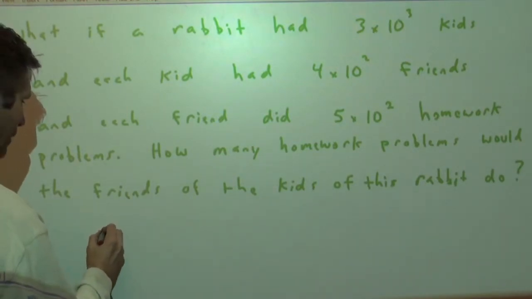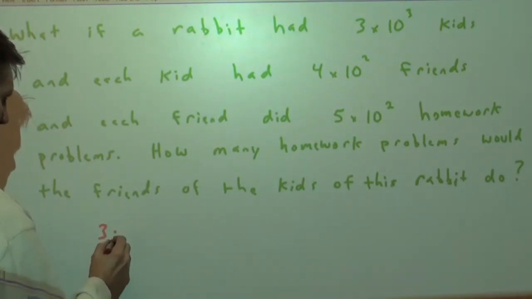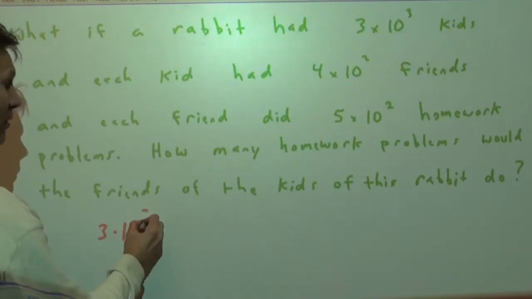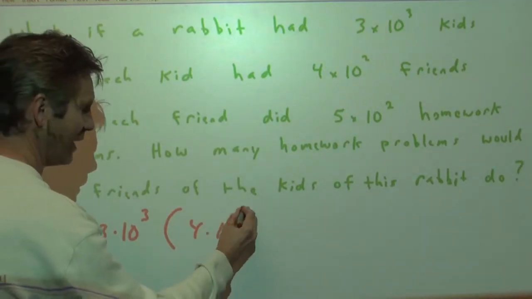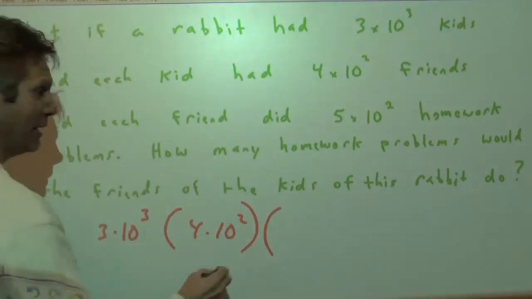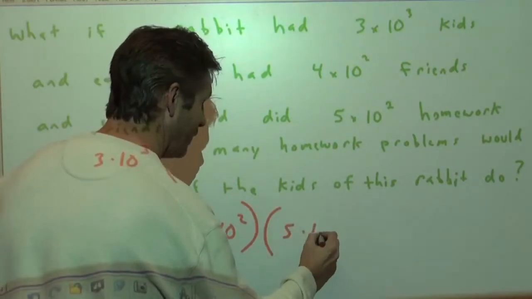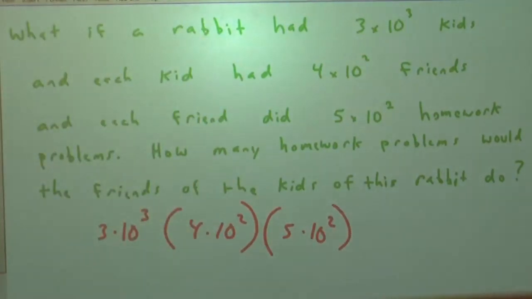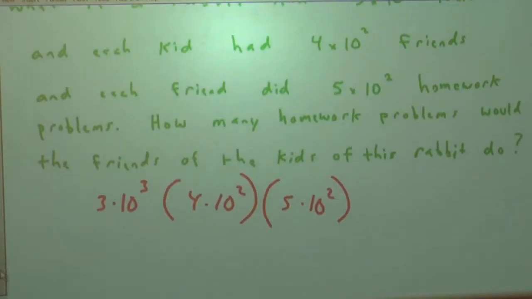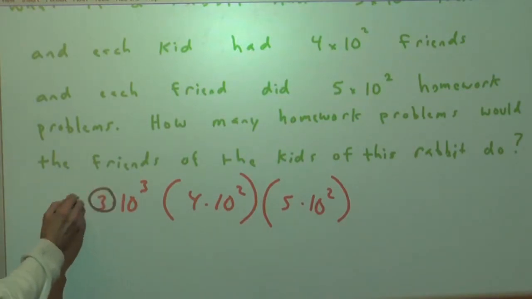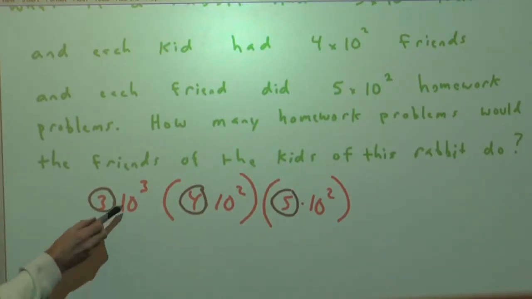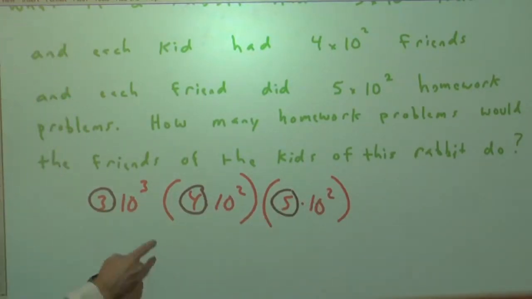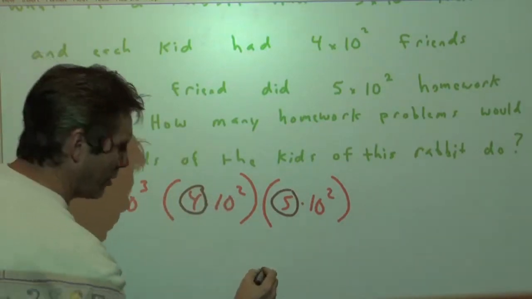Well, the rabbit has this many kids, 3 times 10 to the 3rd. Each kid has 4 times 10 to the 2nd friends, and each friend is doing 5 times 10 to the 2nd homework problems. So how many homework problems is that? Well, think about our factors. Things are being multiplied. There's 1 3 being multiplied, 1 4, and 1 5. But how many 10s are being multiplied? 3 here, 2 here, and 2 there. So altogether, there's 7 10s that are being multiplied.